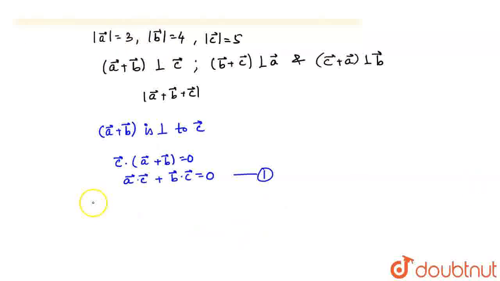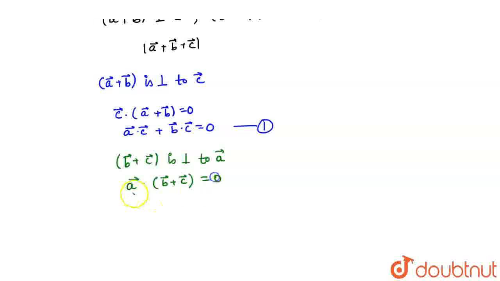So now if B plus C vector is perpendicular to A vector, that means A dot (B plus C) is equal to 0. So similarly, A vector dot B vector plus A vector dot C vector is equal to 0. Correct? Mark this as equation number 2.